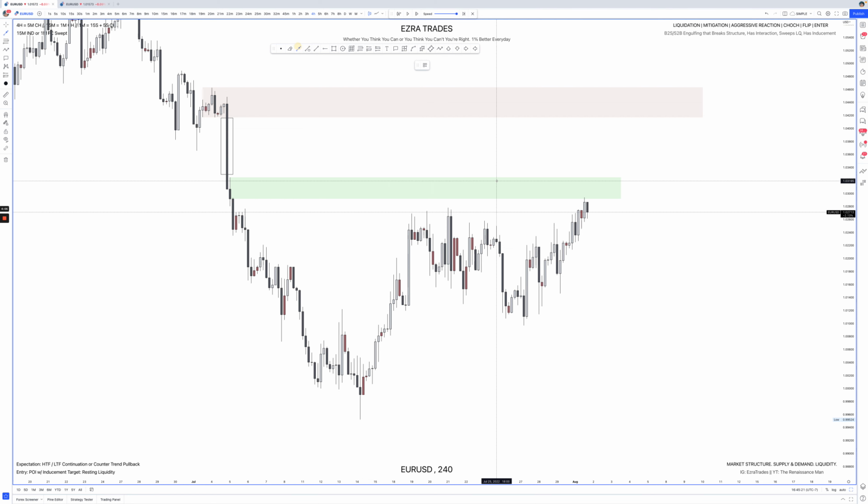Now the interesting thing here is that we do have lots of liquidity resting just below that POI. So it would make sense for price to sweep this liquidity, tap into this, and potentially generate an aggressive enough pullback, right? Now, we don't exactly know what's going to happen.